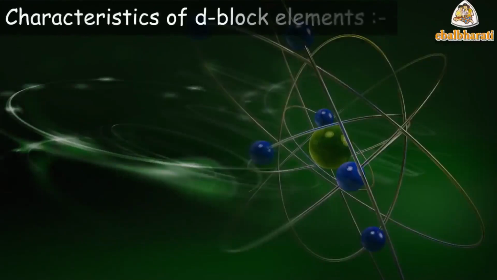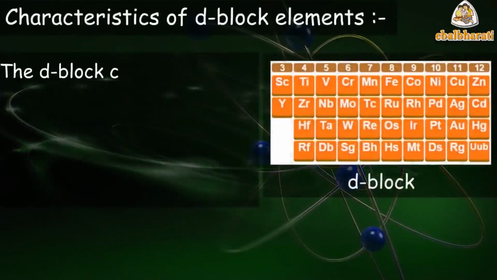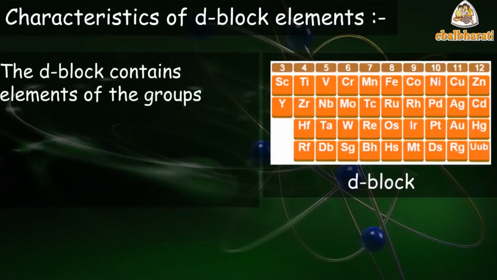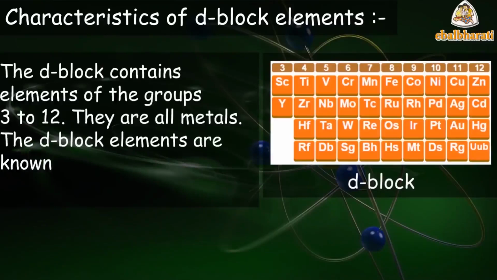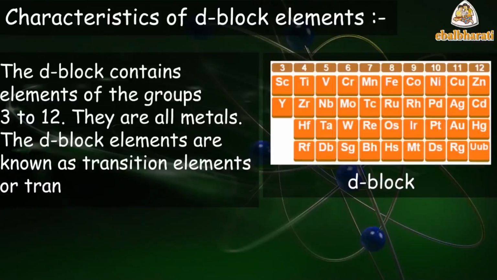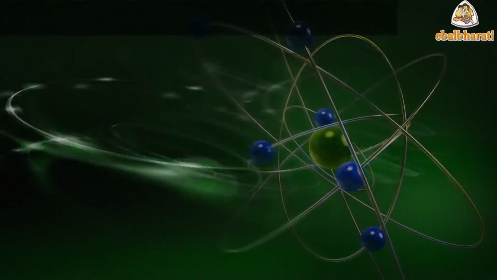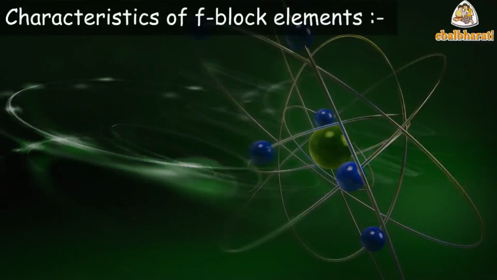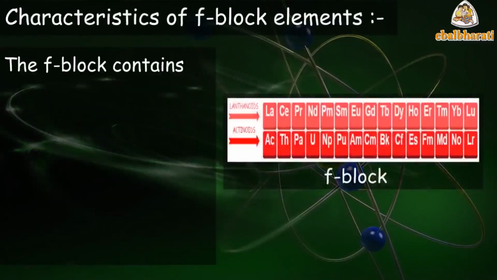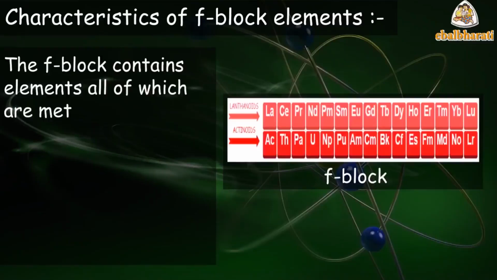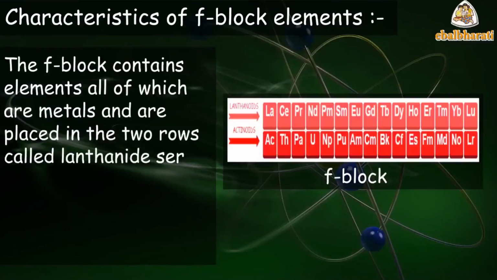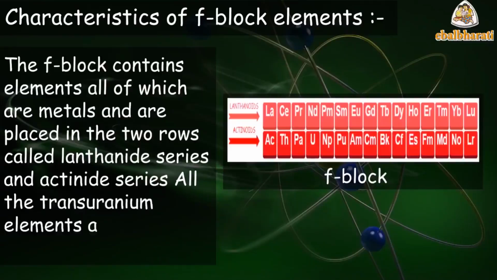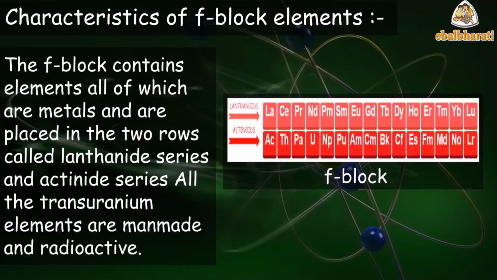Characteristics of D block elements. The D block contains elements of group 3 to group 12. They are all metals. The D block elements are known as transition elements or transition metals. Characteristics of F block elements. The F block contains elements all of which are metals and are placed in 2 rows called the lanthanide series and actinide series. All the transuranium elements are man-made and radioactive.